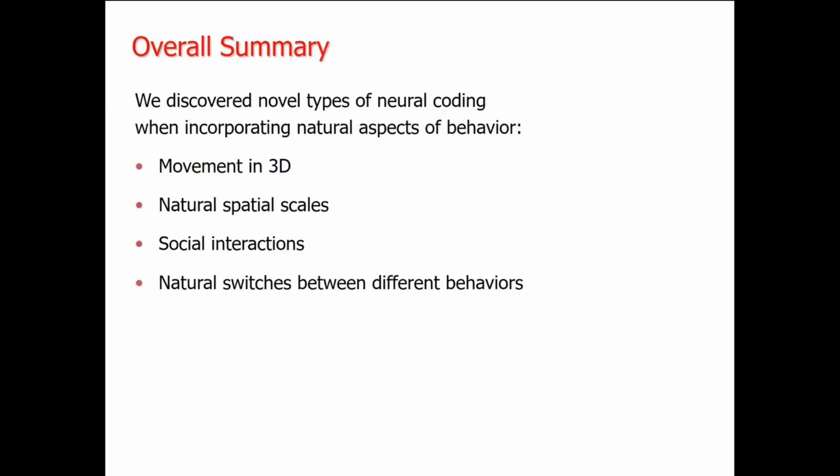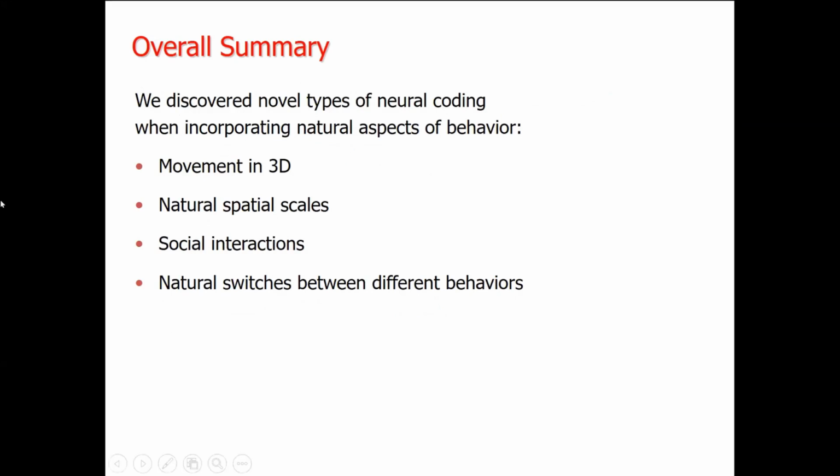So let me summarize. These are now my last two slides. To summarize overall what I showed you today, we discovered novel types of neural coding when incorporating natural aspects of behavior, right? None of this was really completely natural, but we did take a step in a more natural direction. And every time we did, we found something interesting, right? We went to 3D and we found 3D place cells, 3D maps, 3D compasses that were toroidal, and the 3D grid cells look completely different.